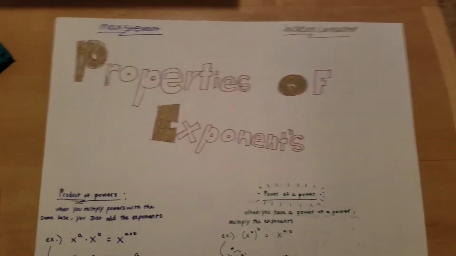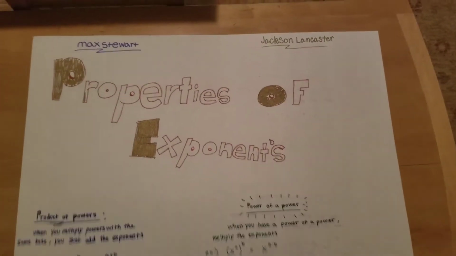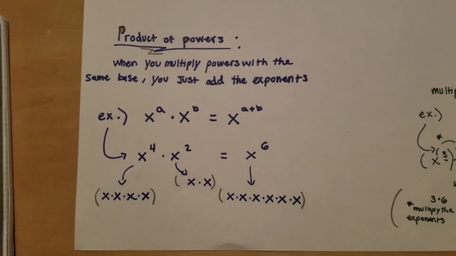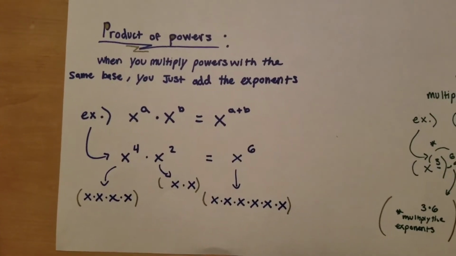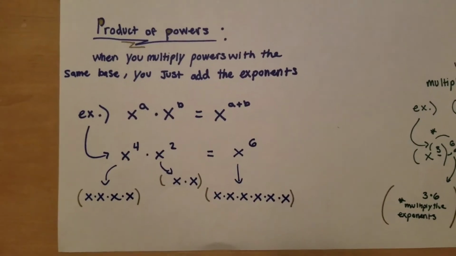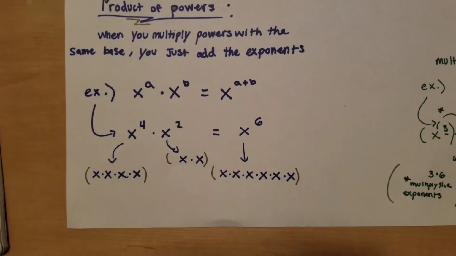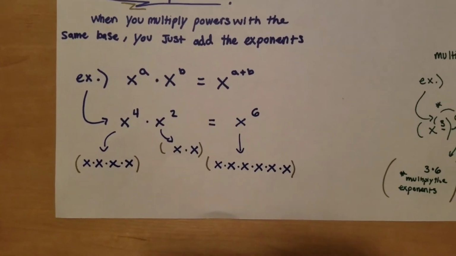And I'm Max. And our project is on the properties of exponents. Okay, so for the first one, this is the product of powers. So when you multiply powers with the same base, you just add the exponents. And the formula you would use is x to the power of a times x to the power of b, and that equals x to the power of a plus b.